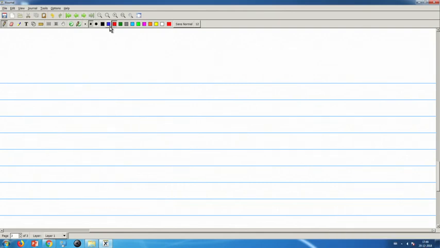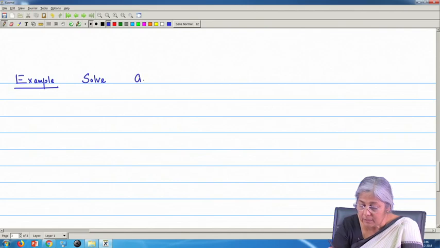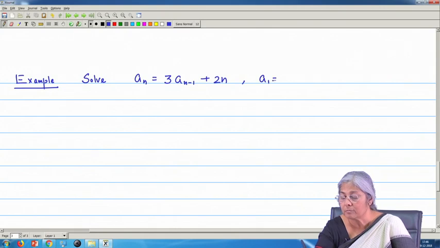So, I take one example. First we take a simple example. We take an example that solve a n equal to 3 a n minus 1 plus 2 n, and the initial condition is a 1 equal to 3.